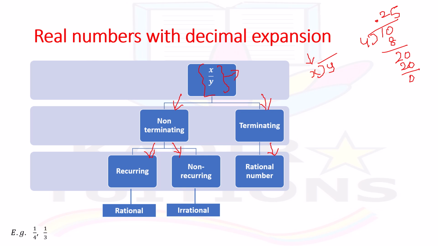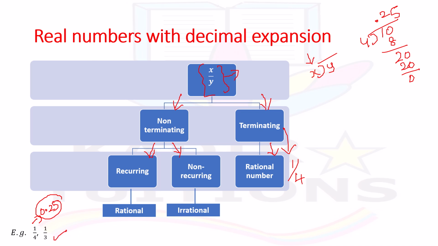So what is actually 1 by 4? 1 by 4 we are getting as 0.25. So what is the meaning of this? It's a terminating decimal. So 1 by 4 is a rational number. We can fix it.